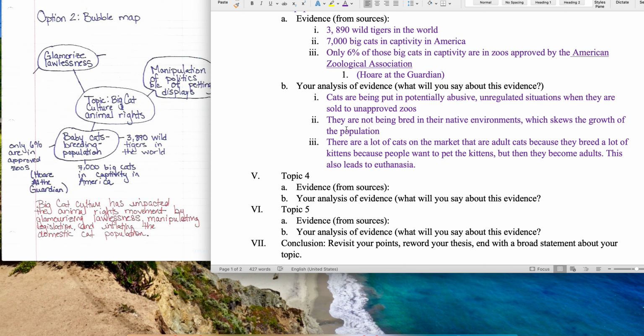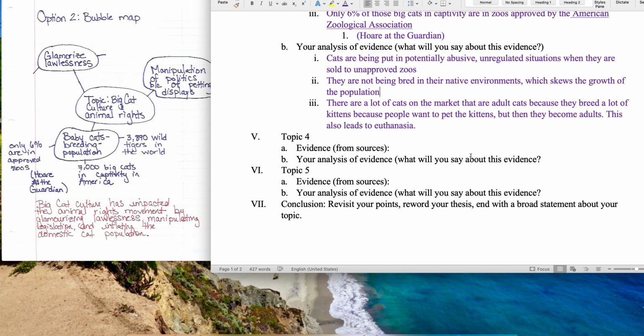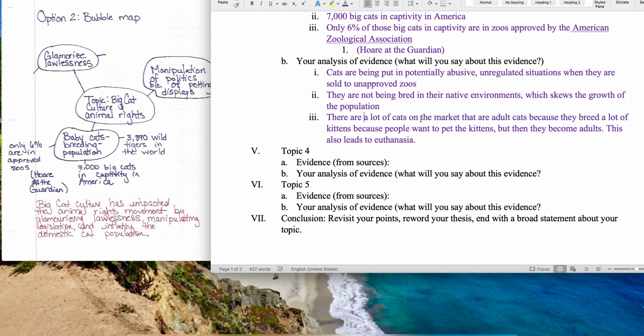I said that cats are being put in potentially abusive, unregulated situations when they're sold to unapproved zoos. They are not being bred in their native environments, which skews the growth of the population, and there are lots of cats on the market that are adults because they breed a lot of kittens, because people want to pet the kittens, but then they become adults, and this leads to euthanasia. That's a terribly written sentence, but I was trying to think of it on my feet while I was making the video, so it came out a little choppy.